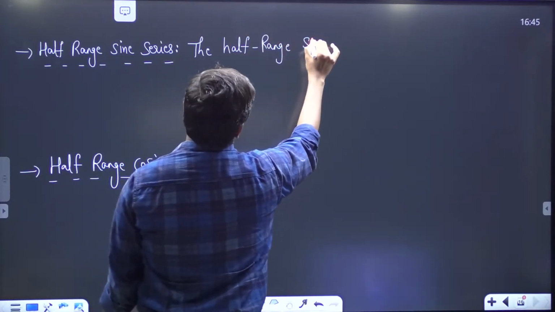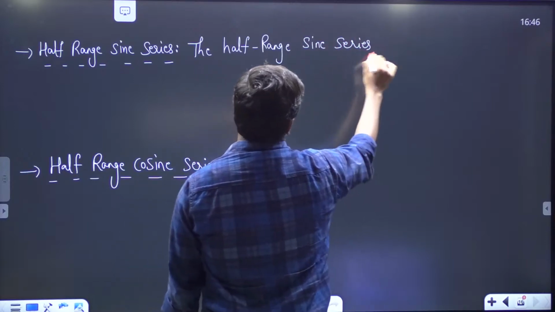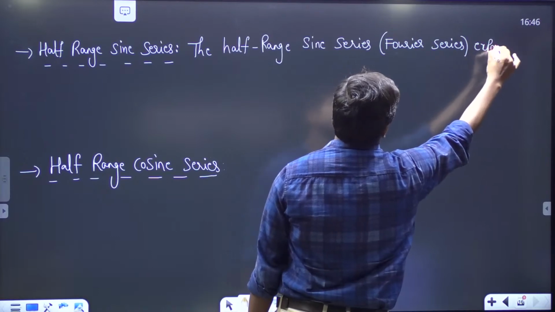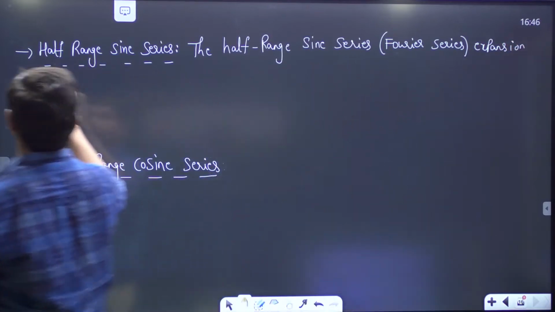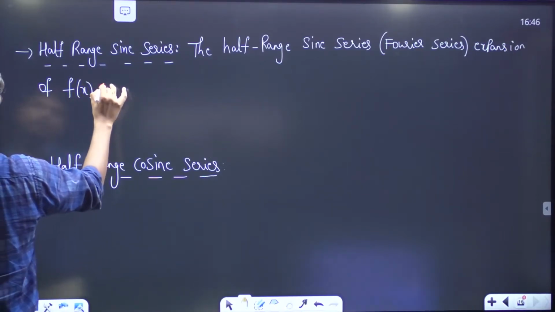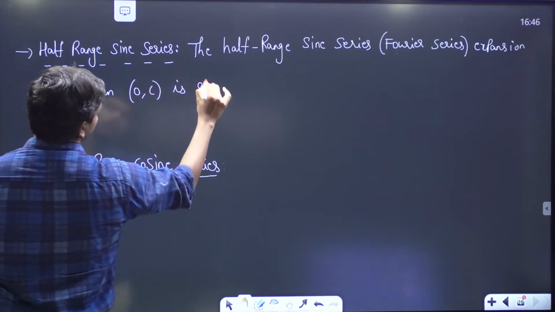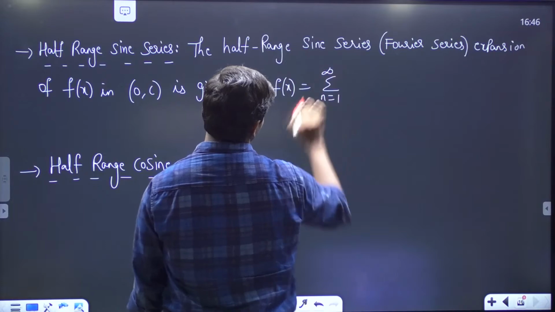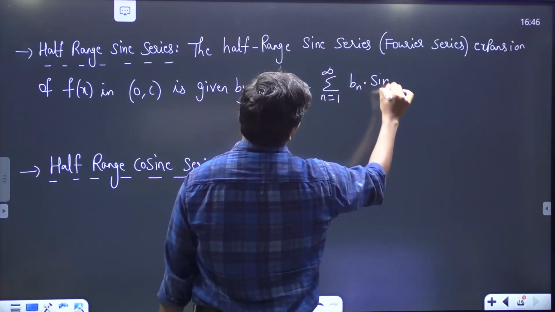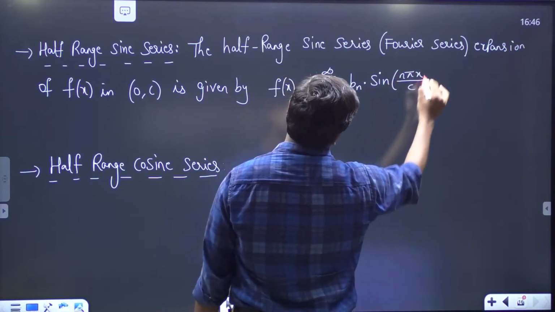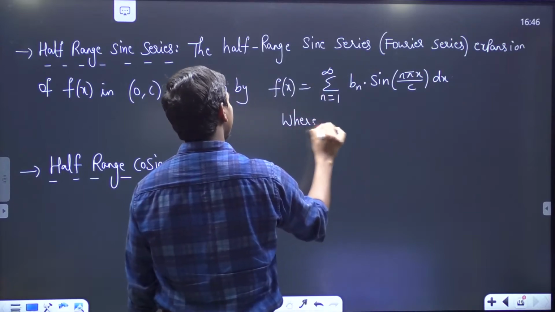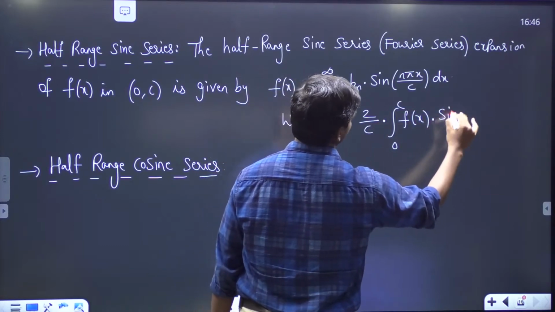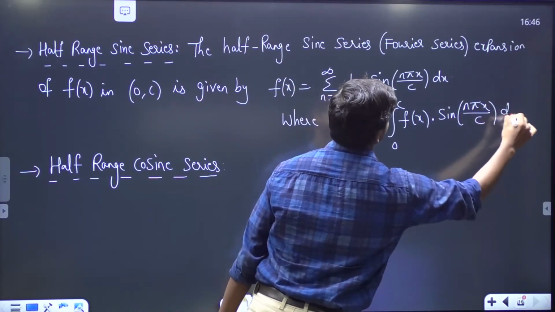The half range sine series expansion, or you can write Fourier series expansion of f of x in 0 to c, is given by f of x is equal to sigma n is equal to 1 to infinity bn into sin n pi x by c, where bn is equal to 2 by c into integral 0 to c f of x into sin n pi x by c dx. This is what you have.